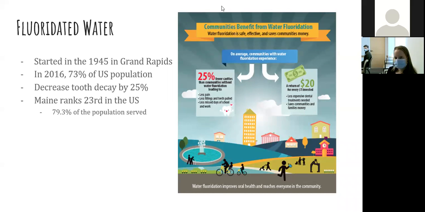New York? Anyone else? So actually the state with the best access is Kentucky. About 99% of their population has access to fluoridated water. The worst state in the US for fluoridated water access is New Jersey. They only have about 15% access. And this has to do with different governments' decisions to add fluoride to their water.